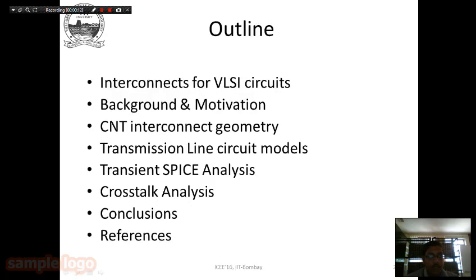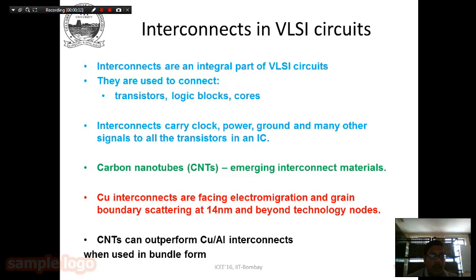My outline is: I discuss interconnects for VLSI circuits, then the background and motivation of my research work, then carbon nanotube interconnects geometry, the transmission line circuit models, then SPICE analysis using SmartSPICE, then circuit analysis, and then conclusions and references.